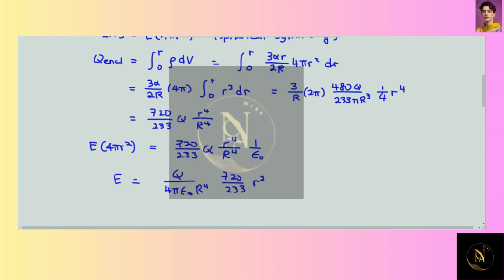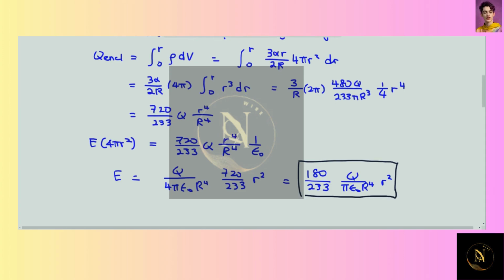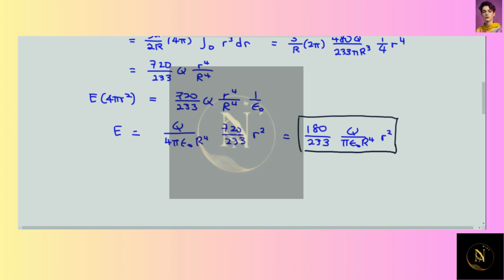Yeah. So if you want to simplify further, then you can divide the 720 by 4. So you have 180 divided by 233 q over pi epsilon naught, r to the 4 times r square. Okay. So this is the electric field inside the first region. So this is our E field in the first region.